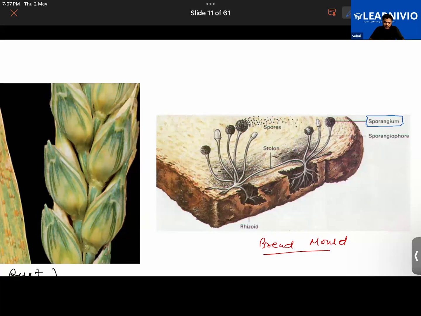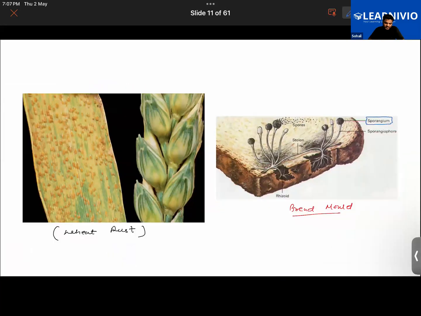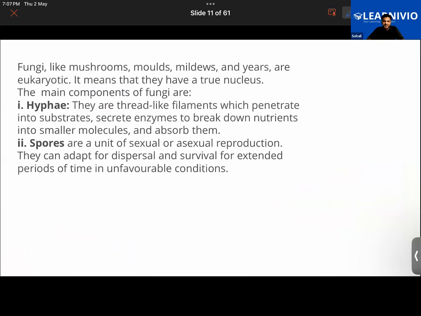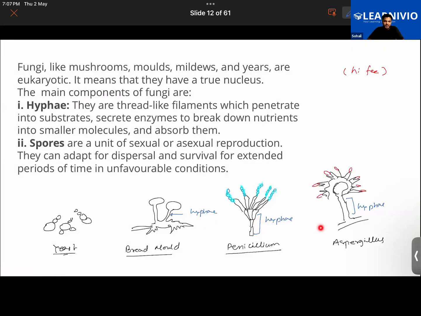Yes, sir. A similar thing happens in other fungi like penicillium and aspergillus. All of them have spores on top of them. When this structure explodes, spores will come out of it, and wherever they land, they will grow into a new fungus. So they are a unit of sexual or asexual reproduction. They are adapted for dispersal and survival for extended periods in unfavorable conditions.